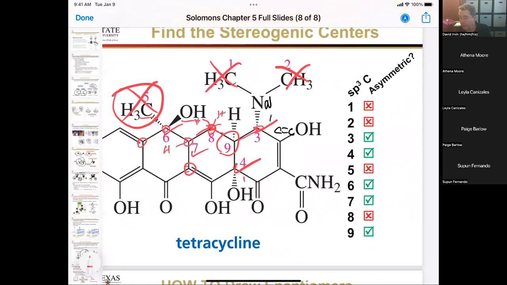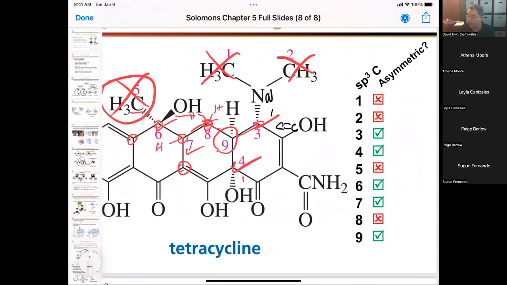So if we look at the answers here, we see that 1 and 2 are not chiral. 3 and 4 are chiral. 5 is not chiral. 6 and 7 are chiral. 8 is not chiral, but 9 is chiral.